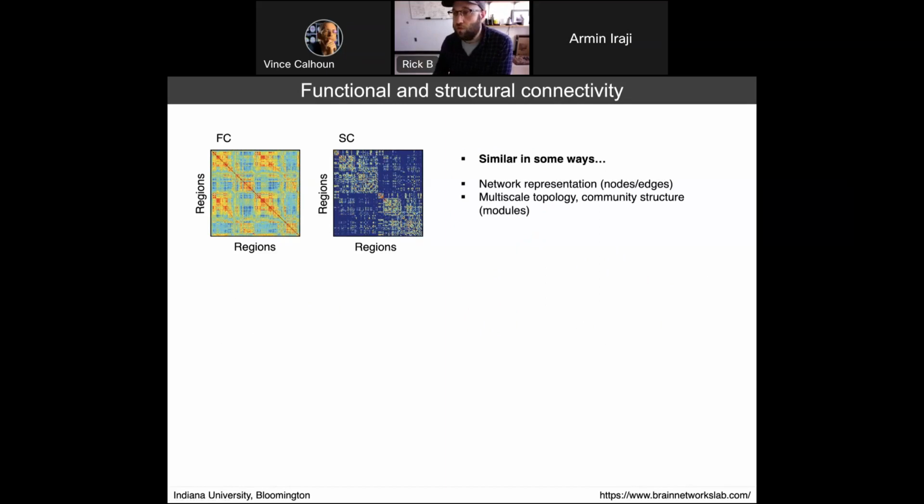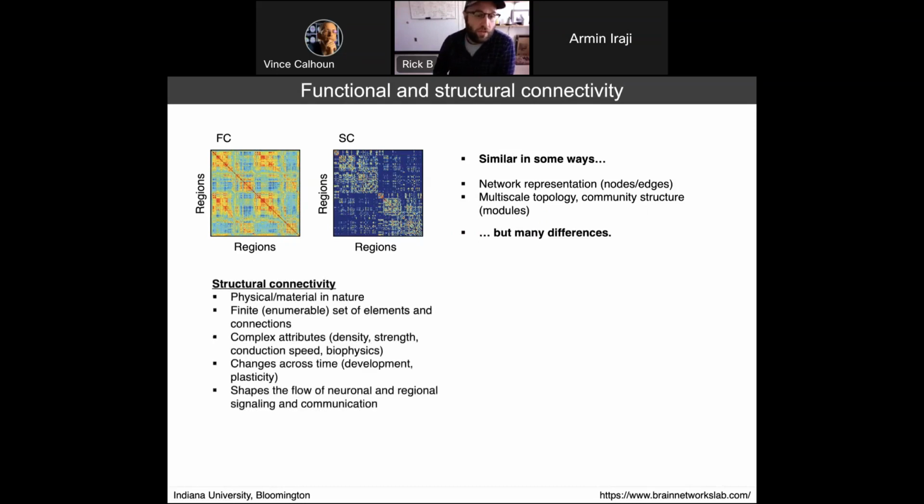Both structural and functional networks can be represented as matrices comprised of nodes and edges. They exhibit multi-scale topology, meaning that we can meaningfully query their structure at the scale of individual edges and nodes, all the way up to the network as a whole, and even at intermediate scales by studying its communities. But structural and functional connectivity are fundamentally different along lots of different dimensions.